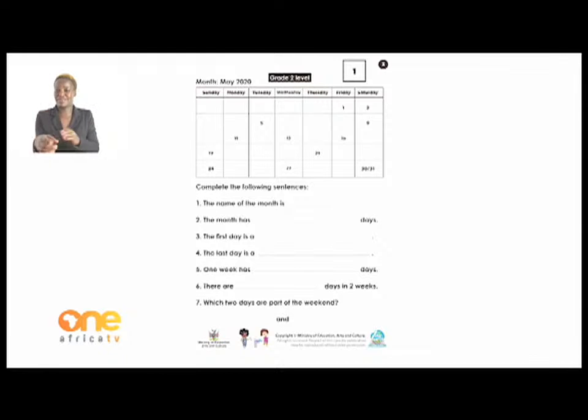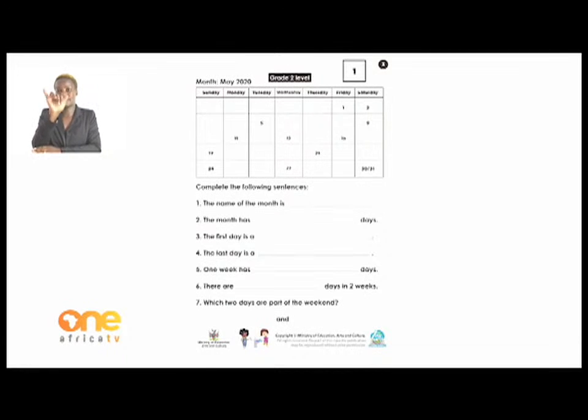For example, the name of the month. What do you think is the name of the month? So you need to look on the calendar because every month has a name which is written on top of the calendar, right? So look at the name of the month. The answer will be there on top. So you have to fill in May because we are busy with the month of May.